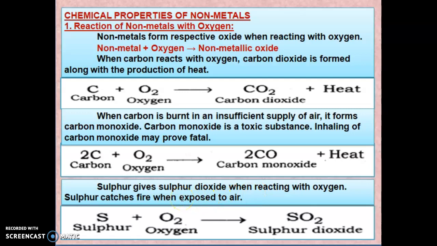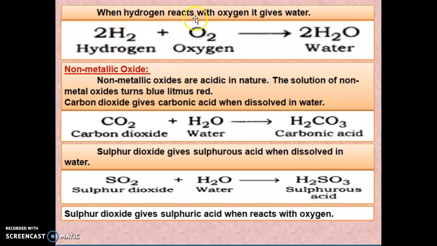Sulfur gives sulfur dioxide when reacting with oxygen. The sulfur catches fire when exposed to air. So S plus O2 gives SO2, so sulfur dioxide is formed. When hydrogen reacts with oxygen, it gives water. So H2 plus O2 gives H2O, and to balance this, we write 2H2 plus O2 gives 2H2O.